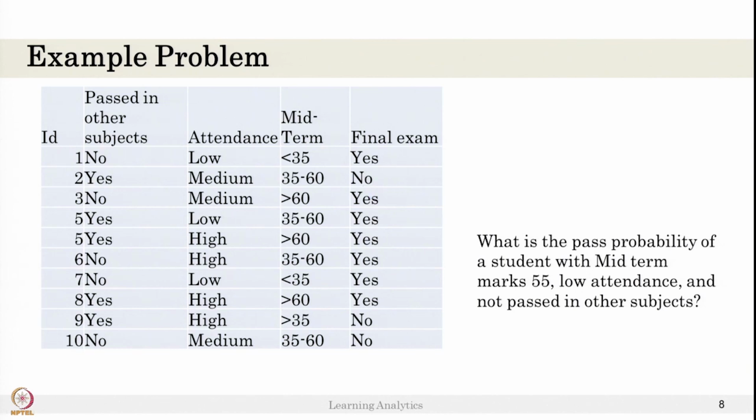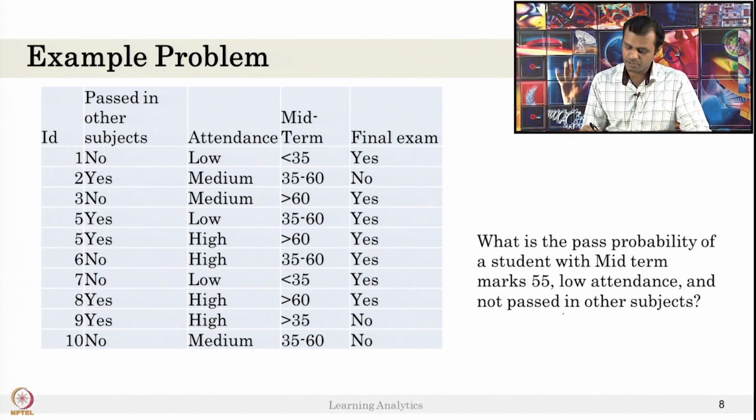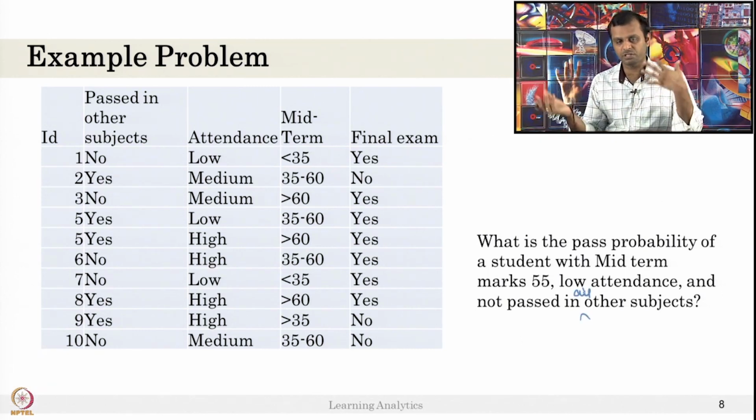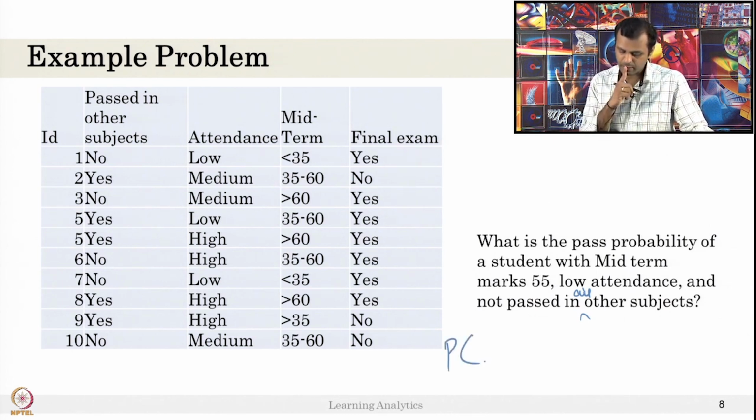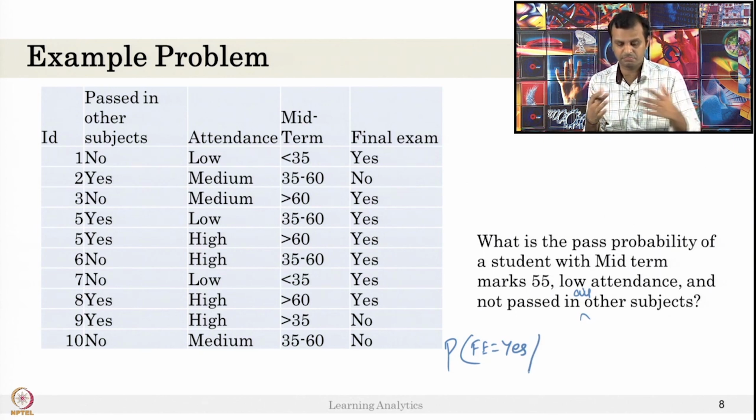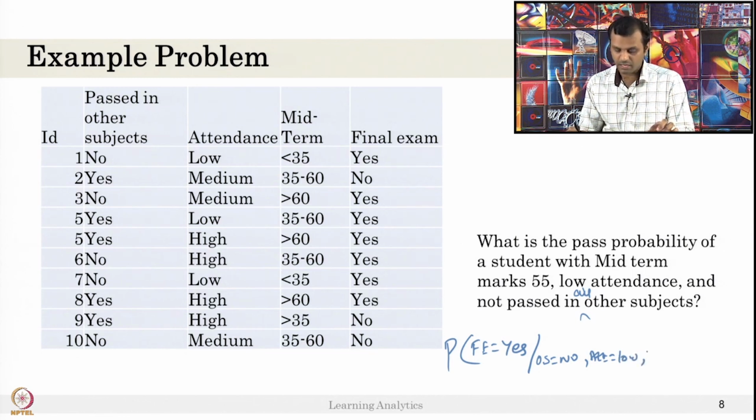So, the question is what is the probability for a student with a midterm mark equal to 55, attendance low, and who has not passed in all other subjects. He might have passed 2 or 3 or missed 1 or 2 subjects. Given this, what is the probability? It is simple. What we are asking is the probability of the final exam equal to yes, that is class C1, only one class here, given that pass in all other subjects is no, that is A1, attendance is low, that is A2, and midterm mark is 35 to 60.